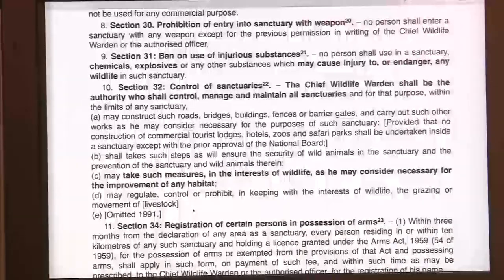Now, section 30 says prohibition of entry into sanctuary with a weapon. Now, as we saw earlier in the case of section 2, in the case of definitions, weapon includes a number of things.